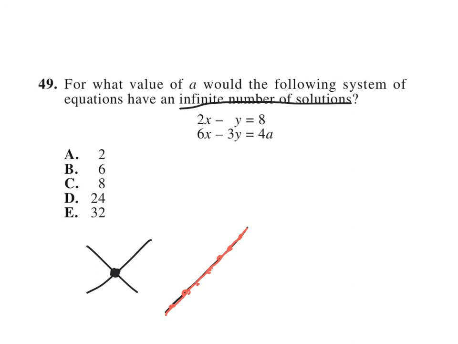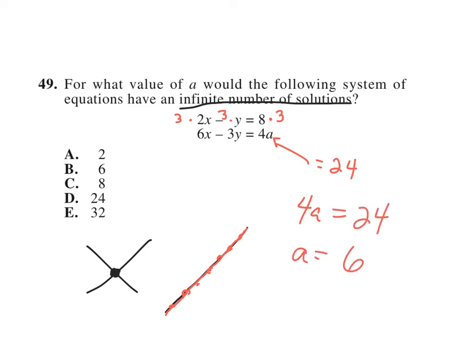Well, look at the difference in these two equations. If you multiply 2 times 3, you get 6. And if you multiply 3 times y, you get 3y. So if I multiply 3 times 8, that gives me 24. That means that this right here needs to equal 24. So 4a equals 24. A has to equal 6. B.